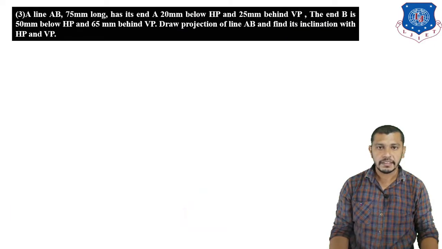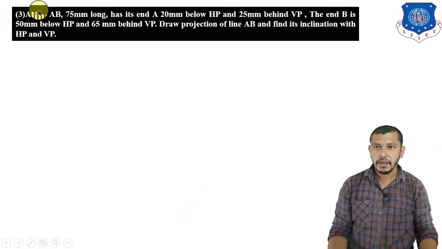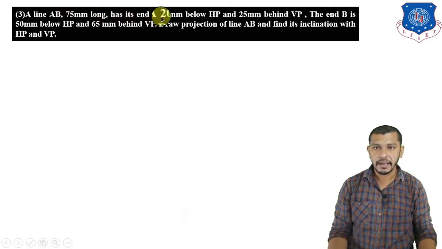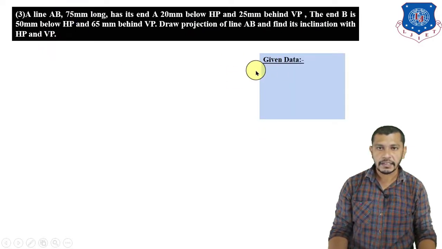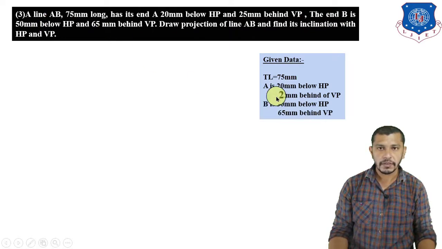Now let's move on to the next example by changing some data. A line AB 75 mm long has its end A 20 mm below HP, 25 mm behind VP. The end B is 50 mm below HP, 65 mm behind VP. Draw the projection of the line AB and find its inclination with HP and VP. So the given data is the true length of the line is 75 mm, and A is 20 mm below HP, 25 mm behind VP, and B is 50 mm below HP, 65 mm behind VP. Right now points A and B are both in the third quadrant because both are below HP and behind VP.